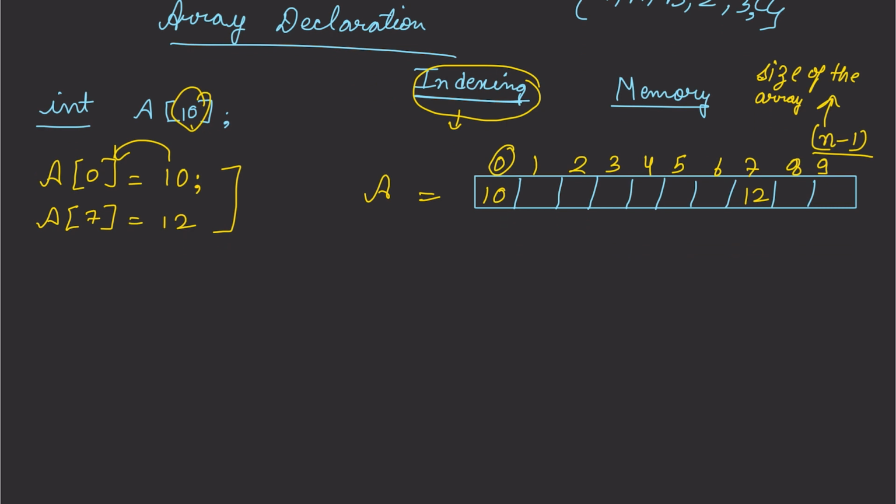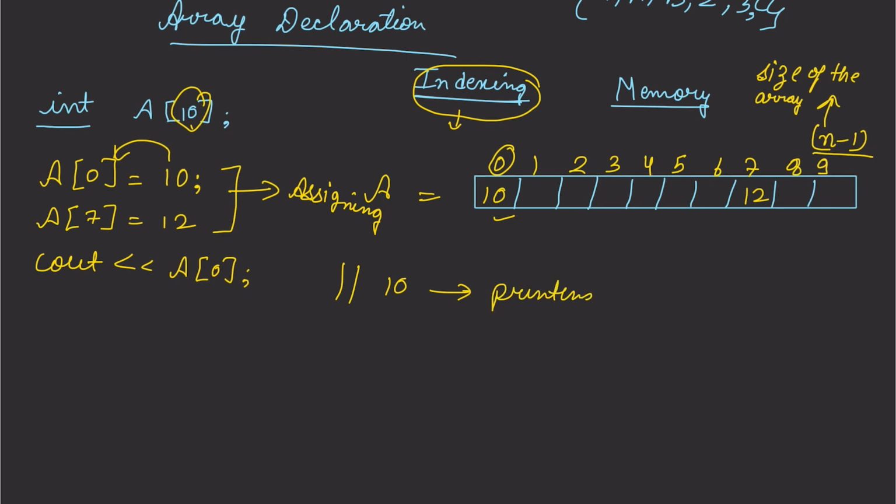In C++ we use the cout statement to print. If I want to print the 0th element, I will write cout a[0] semicolon, and it will give me the output 10. So this command is for assigning, and this command is for, no, this command is for printing.